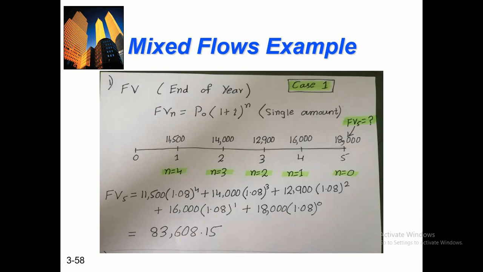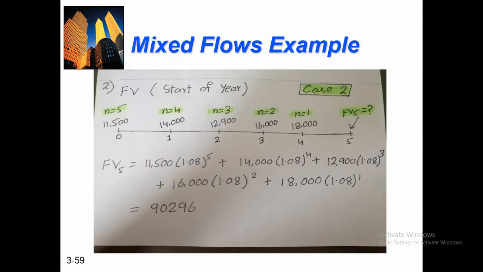This amount will be received by Shell Industries after 5 years if they invest under the ordinary annuity plan. So here is case two, in which the future value FV is calculated with cash flows at the start of the year.